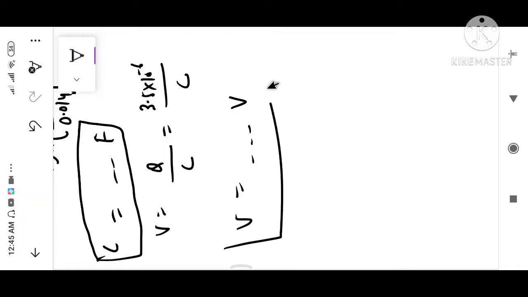This is the solution of this question, and try to solve this natural log with the help of logarithmic table.